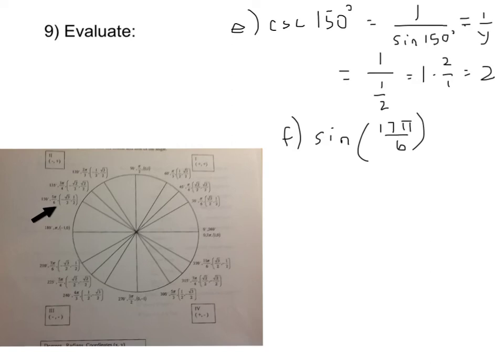So basically all that we did is we took that 17 pi over 6 and subtracted 2 pi, and we end up with 5 pi over 6. So that will have the same value of sine. Sine of any angle is equal to the y-coordinate, so all we need to do is just look for the y-coordinate there, which is 1/2, and that is our answer for part F. All right, good job.